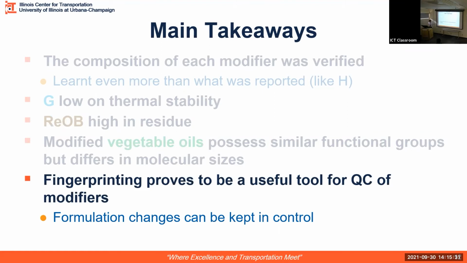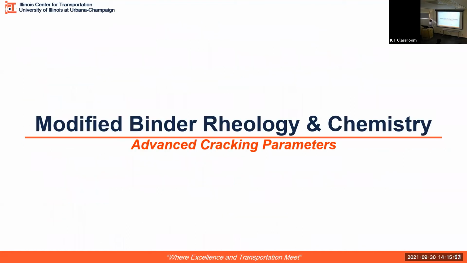So fingerprinting proves to be a useful tool for QC and can be used to keep control of formulation changes as we are using these bio-based derived products. And these bio-based or bio-derived products usually change with the source. So it's important, if you're using them in pavement construction, that the QC be maintained well so that we can keep control of the quality of the product being incorporated in these pavements.